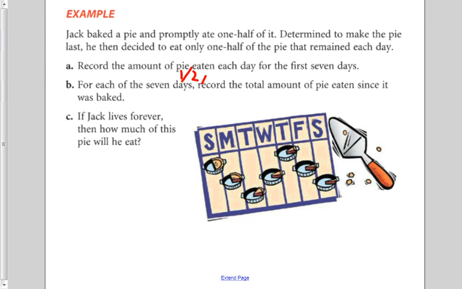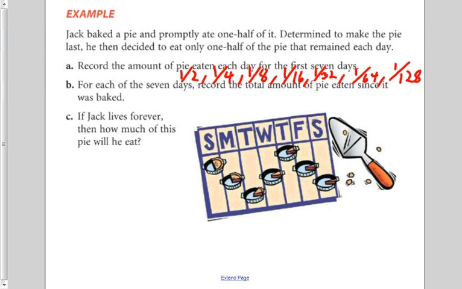On the second day, he ate 1/2 of a half of a pie. That's 1/4 of a pie. On the third day, he ate 1/2 of 1/4 of a pie, which is 1/8 of a pie. So, on the fourth day, then, he ate 1/16 of that pie. On the fifth day, he ate 1/32 of the pie. Sixth day, he ate 1/64, and on the seventh day, he ate 1/128 of that pie. He starts by eating half of it, but then he's eating very little of it.